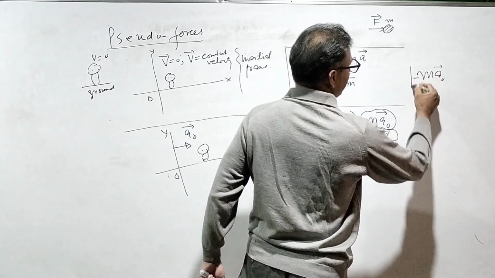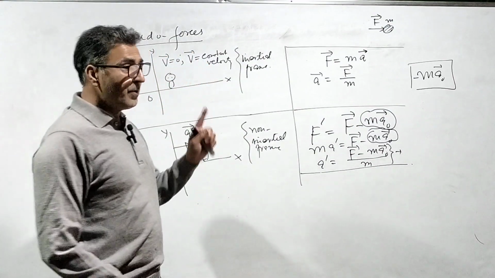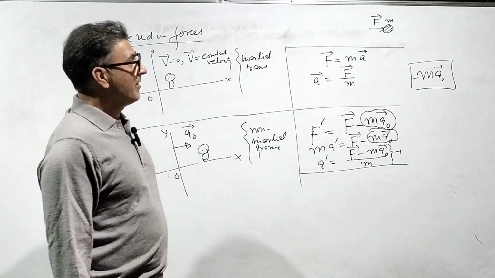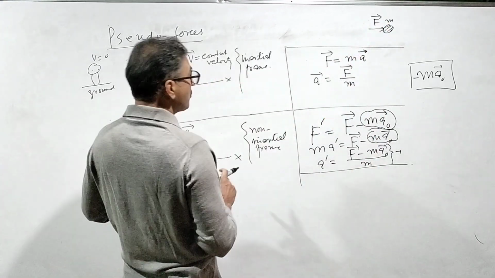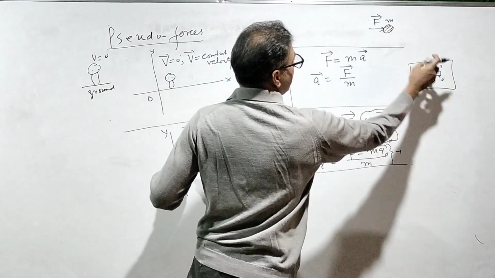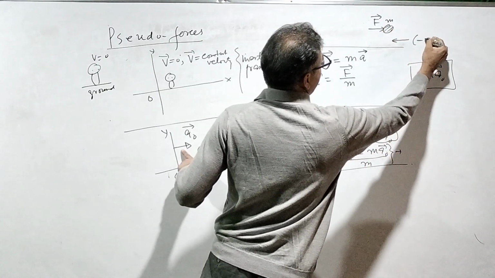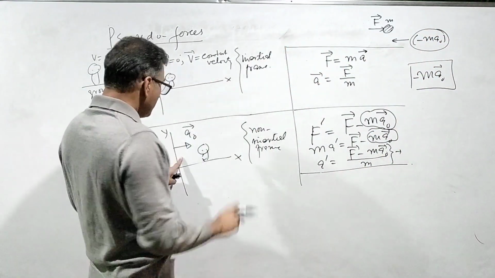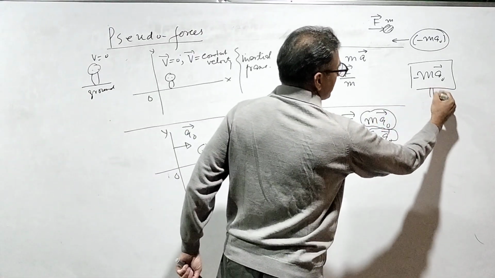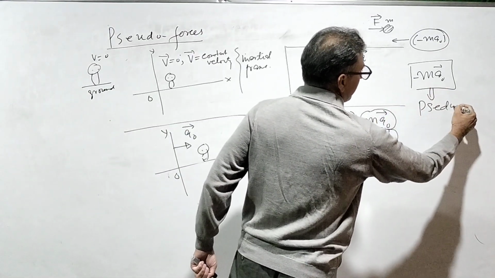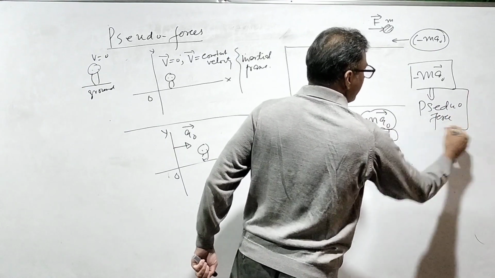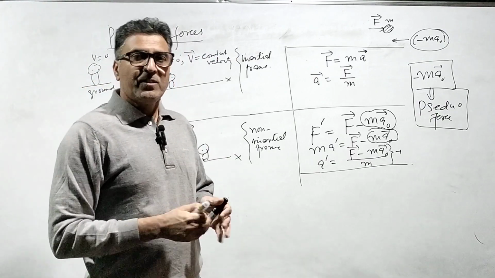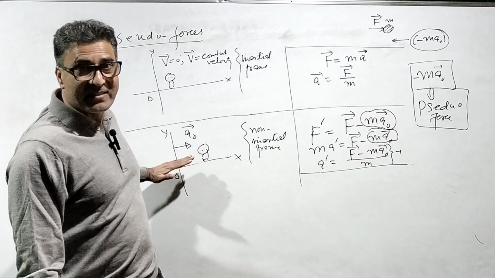It is ma0 with a negative sign. This force is opposite. He feels a force on the object opposite to his own acceleration. That is, the force on this is in the opposite way. How much? Minus ma0. For him, not for the other observer. So, this is called pseudo force, because this force does not have a real agent. This force is not caused by a real agent. This force is a consequence of the accelerated frame of reference.